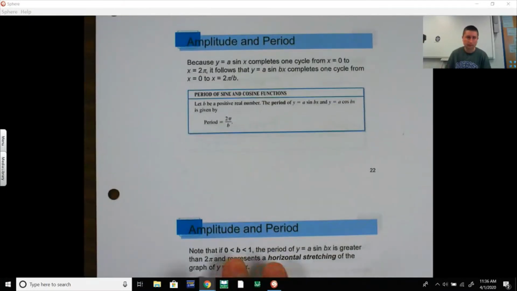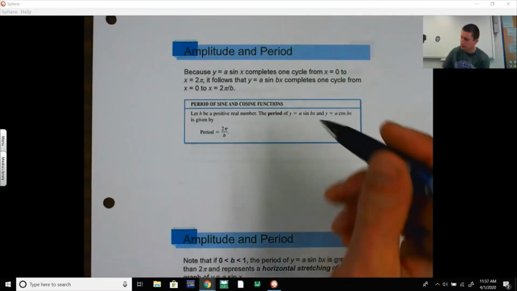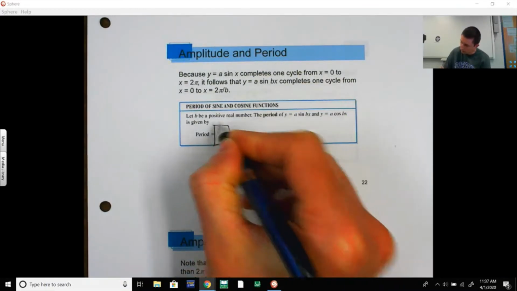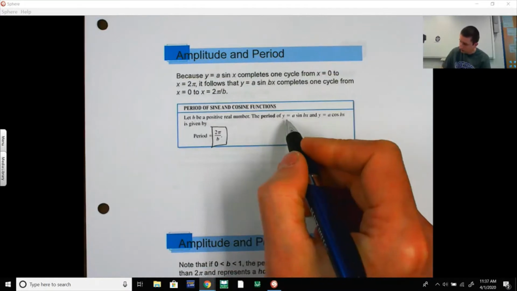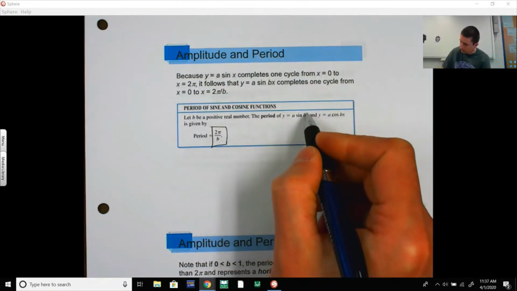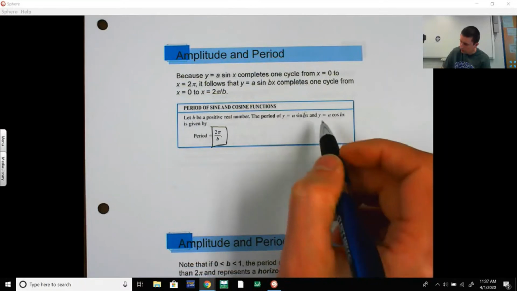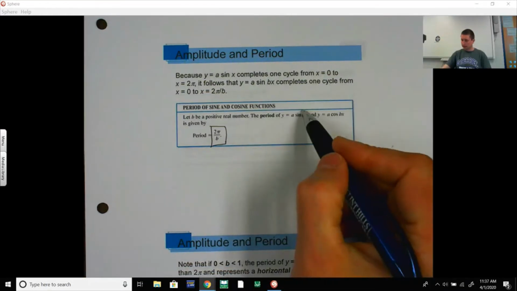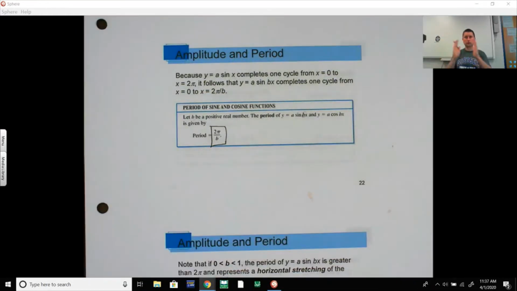Period. The period is the amount of time it takes to complete one cycle. This is our formula for period, 2 pi over b. The period of y equals a sine bx. Now b is an inside function. Remember, outside functions cause vertical adjustments, so that a is doing a vertical stretch and a vertical shrink. Inside multiplications cause horizontal stretches and shrinks. So that b is going to stretch your sine out, make your periods longer, or condense it, tighten it up.